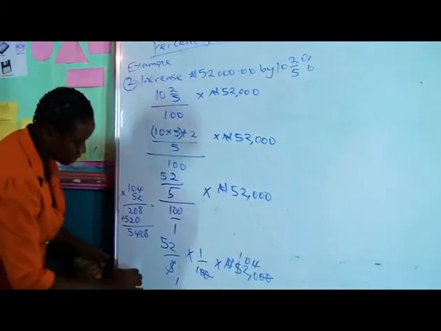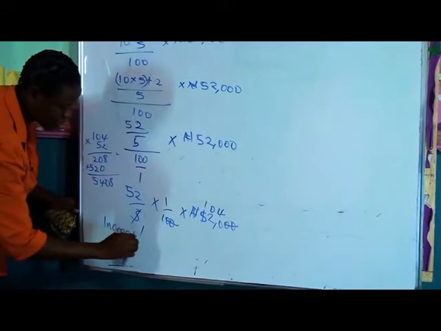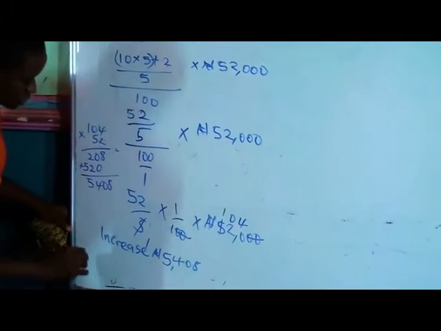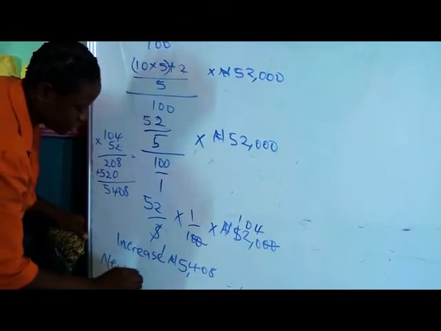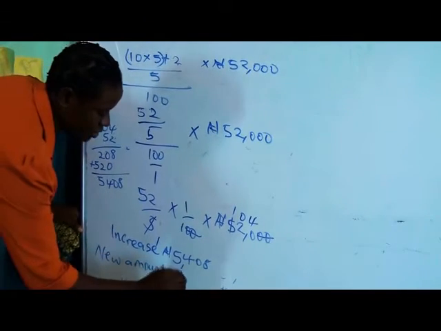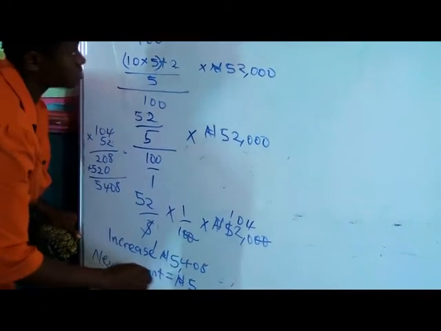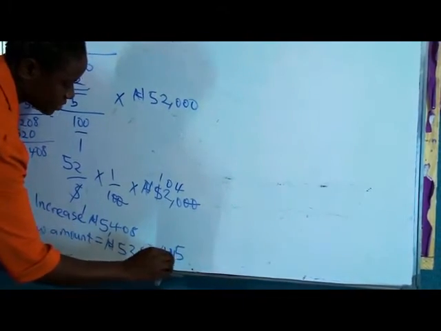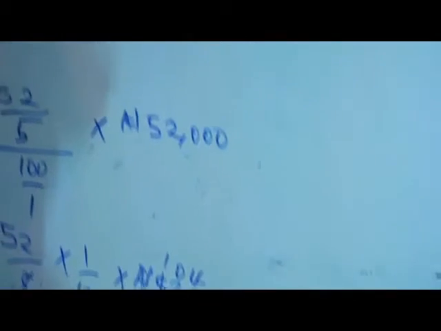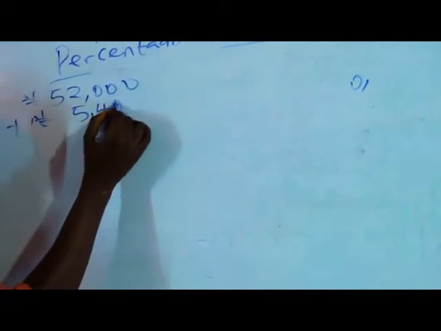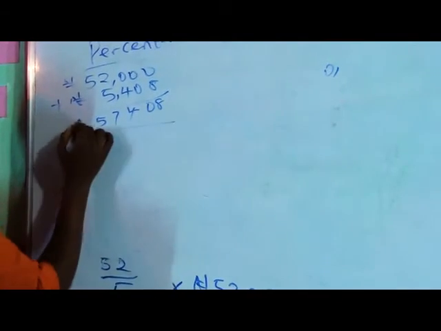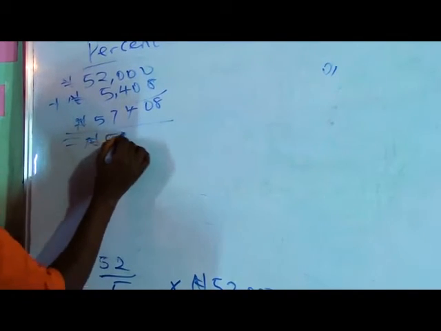So to increase this, the increase is 5,408. So the new amount would be 52,000 plus 5,408. 52,000 plus 5,408, we get 57,408. So the new figure we have is 57,408.